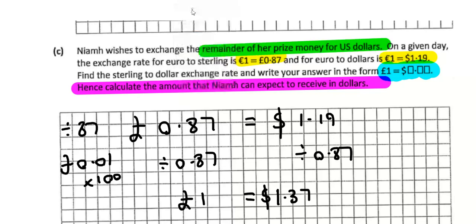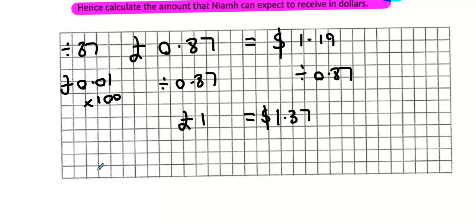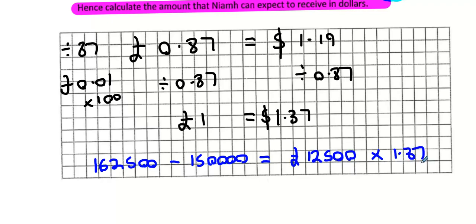So, would everybody agree? You did have 162,500. I think 150 grand of that is gone from the last question. 12,500, and then we're going to change that into dollars. And we're going to get $125.